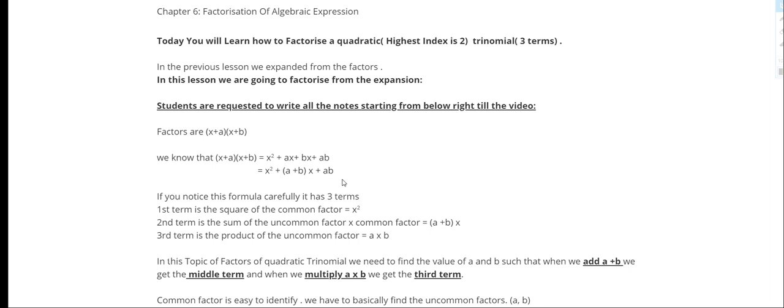Now, looking at an algebraic expression, it is easy to tell which is the common term. So basically we have to find the values of a and b in order to know the factors here. And the a and b values should be such that if we add both of them, we get the coefficient of the second term, and if we multiply both of them, we get the product of the third term. Let's continue.